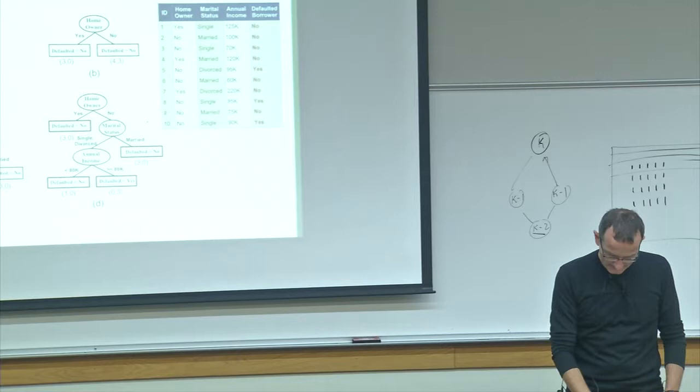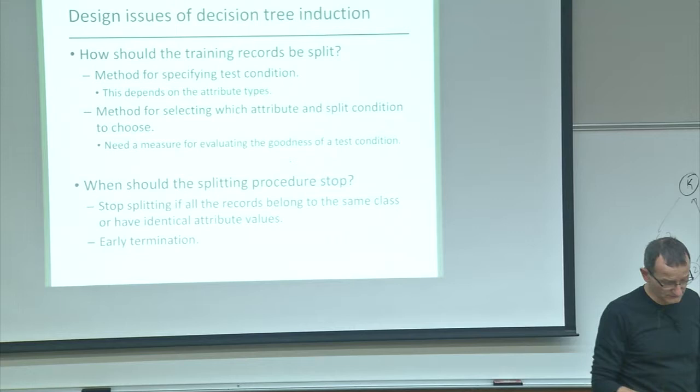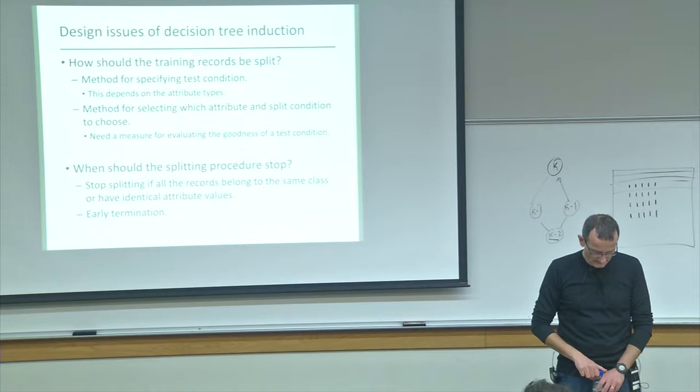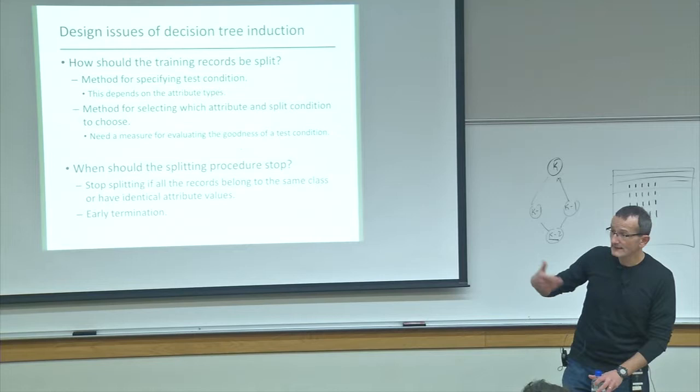So some of the design issues when building a tree: how should the training records be split? Methods for specifying the test conditions, methods for selecting which attribute and split condition to choose, and so forth. And then when to stop inducing the tree.